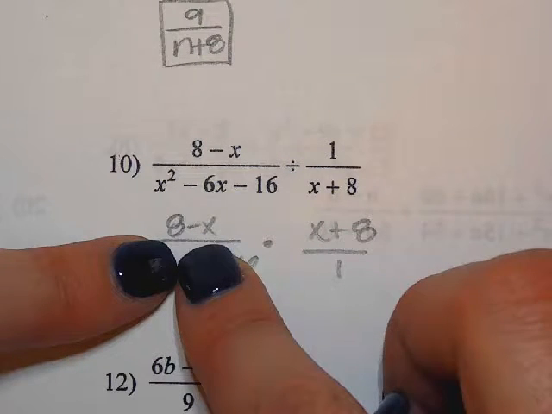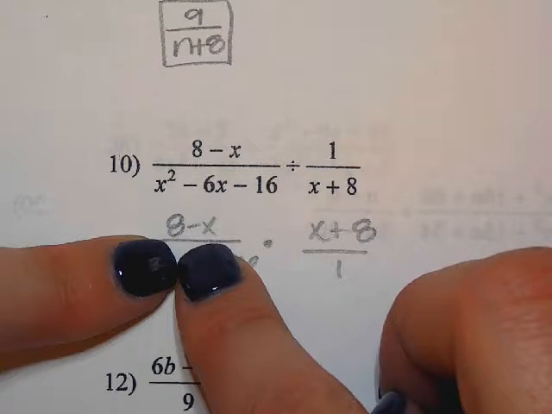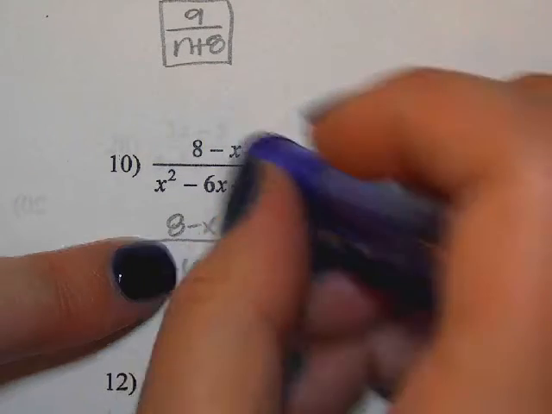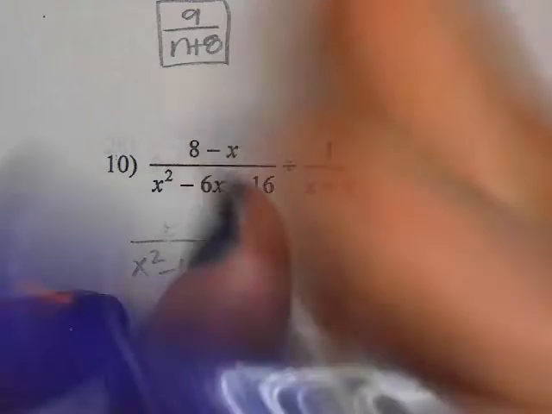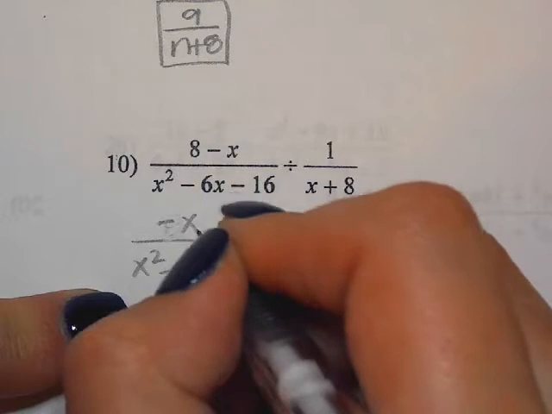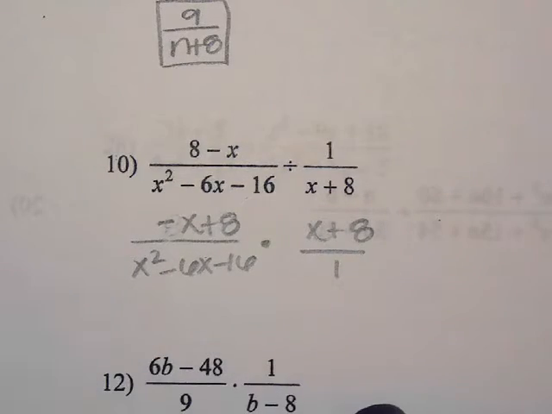And the 8 minus x is weird. What should I do? Not minus 8, plus 8. So negative x plus 8. So if you think about this compared to what we were just doing with simplifying fractions, it's basically the same thing. You just have two fractions now instead of one. But you're still factoring, you're still canceling.